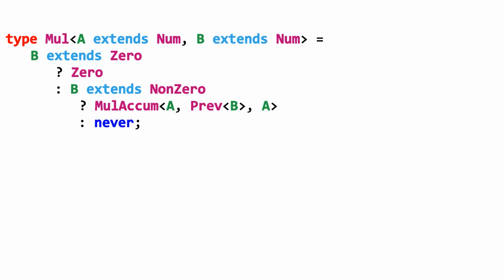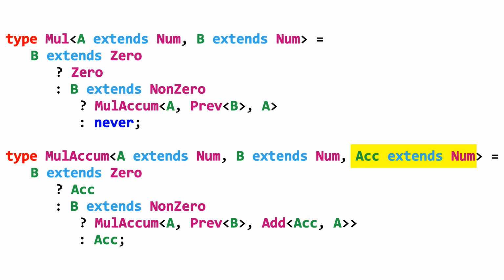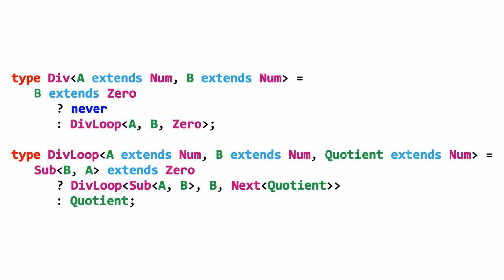For multiplication, we store a third value, accumulator. We add a to the accumulator b many times, and then return the accumulator. For division, we similarly keep a quotient value starting at 0. We subtract a from b until we hit 0, incrementing a quotient by 1 on each loop.